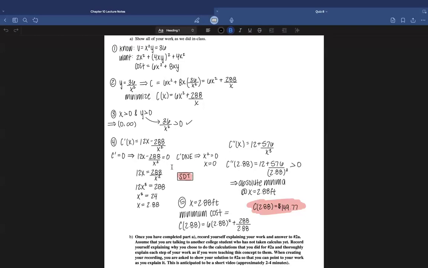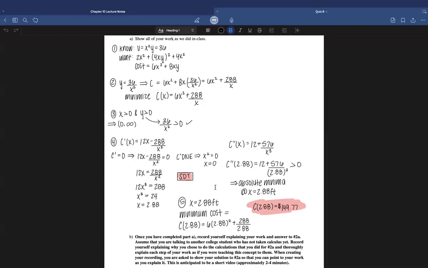And then c prime does not exist. We're just going to set the denominator of 288 to 0. So that's x squared equals 0, which is x is 0. And in the same step, we also take the second derivative of this so we can find the absolute minimum. And so we just take the second derivative of the first derivative, and that gives us 12 plus 576 over x cubed.